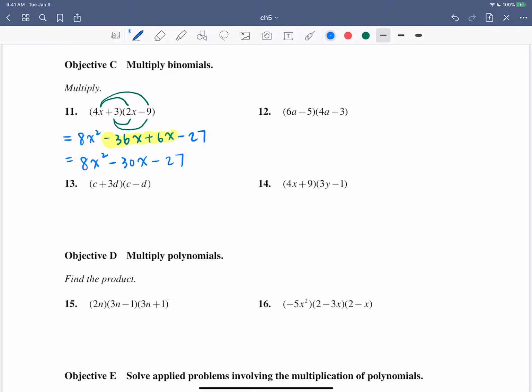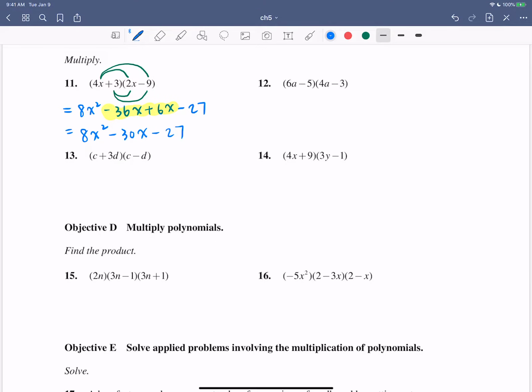For number 13, I'm going to use the other method, which is multiplying vertically. When you multiply vertically, it's just like how you multiply whole numbers. Let's write down the two polynomials, c plus 3d, and then c minus d. Multiply these two. When you multiply these two, just like how you multiply whole numbers, you're going to look at each part. In this case, we're looking at terms instead of digits. So the first thing you do is multiply 3d and d. Multiply these two. And then you're going to multiply c and negative d.